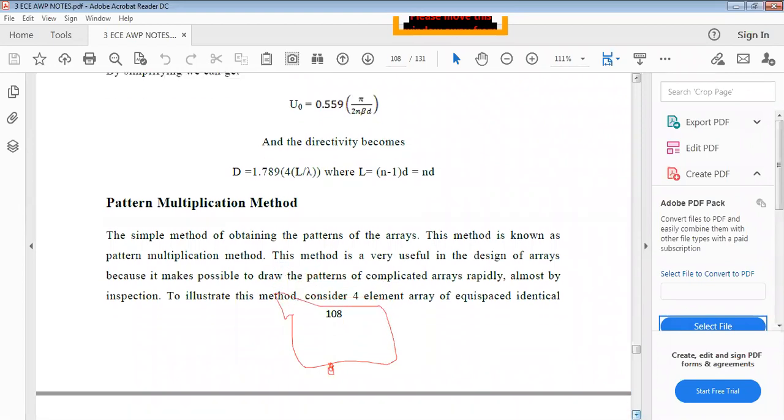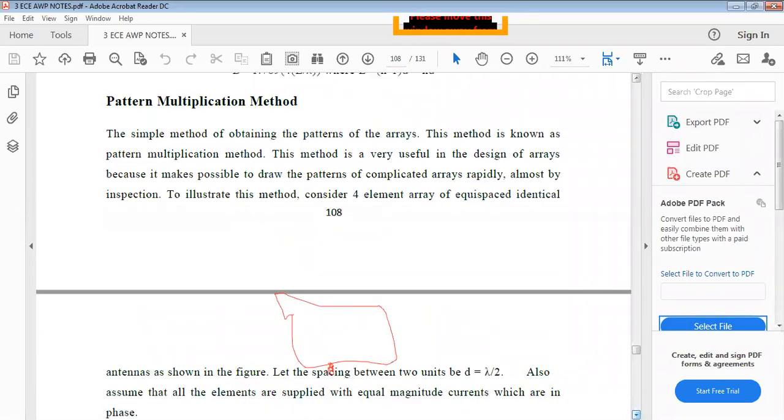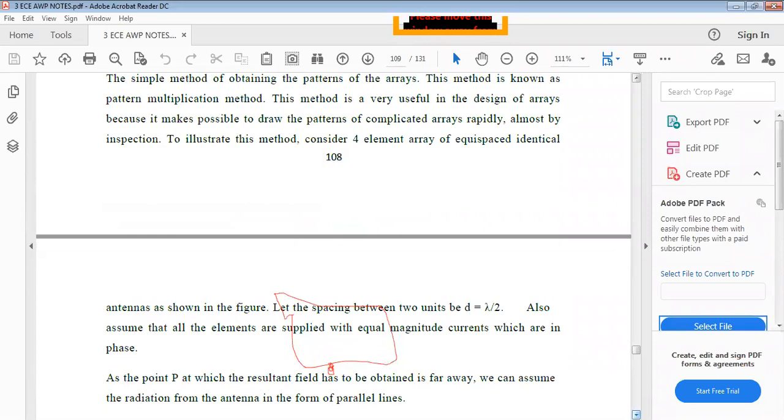The 4-element and 8-element arrays are both very important. We consider the 4 antenna elements, equally spaced, with an element-to-element spacing of lambda by 2. Also assume all the elements are supplied with equal magnitude of current, so all the antenna elements are excited equally.